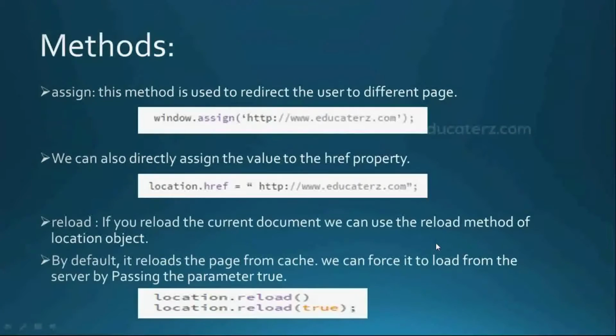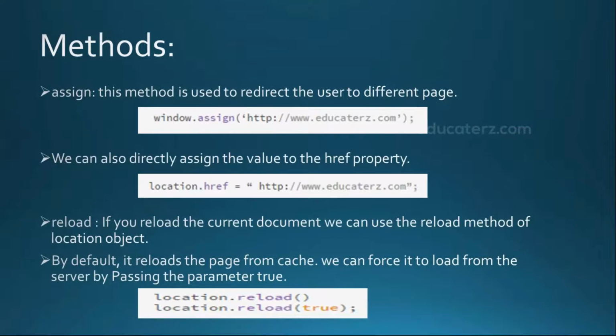Coming to methods, how will we redirect from one page to another page? The first method is assign. This method is used to redirect the user to a different page. This is one of the methods to redirect the user from the current page to another page. You can use window.location.assign or simply assign, and then you need to pass the URL value to which you want to redirect the user.